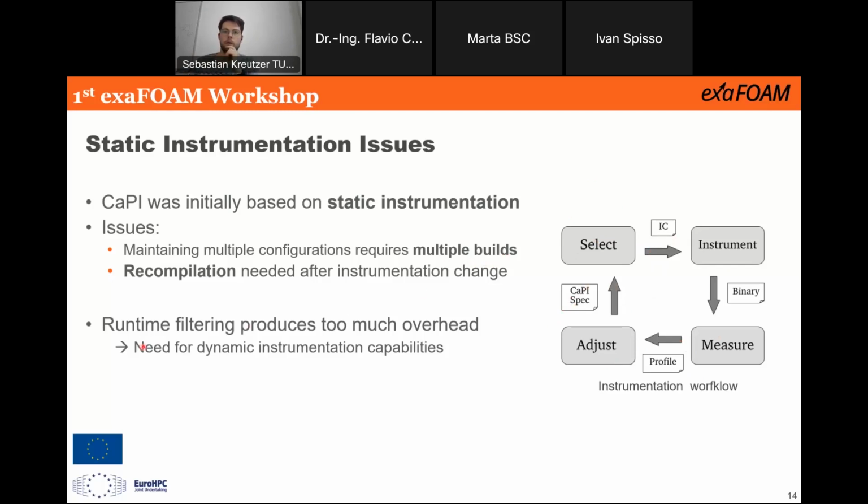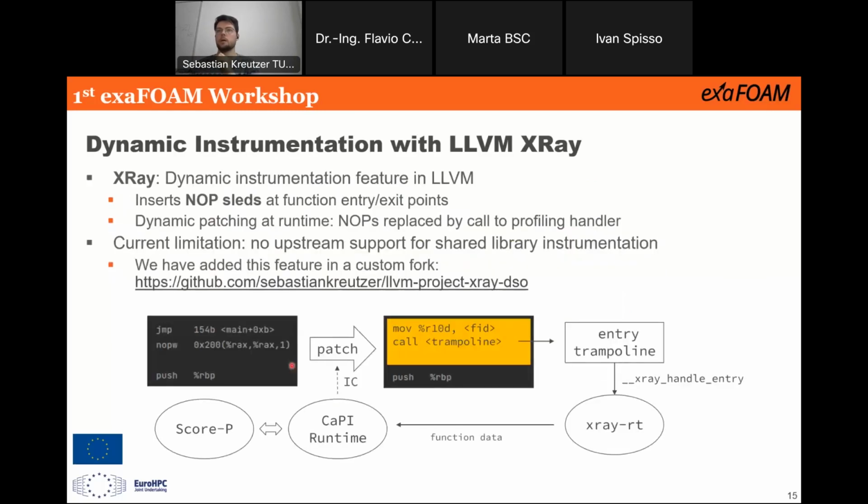Also, we found that with CaPI, the runtime filtering method produced too much overhead because the probes are still in the code. So there was a need for a dynamic instrumentation capability. And this is what we have developed recently, or we have used an existing capability of the LLVM Clang project, which is called XRay. This is a dynamic instrumentation feature in LLVM.